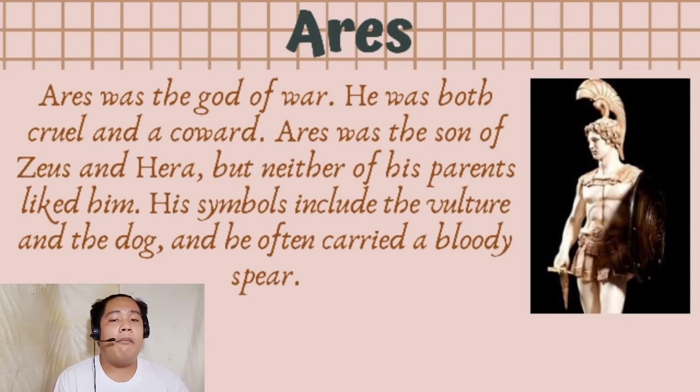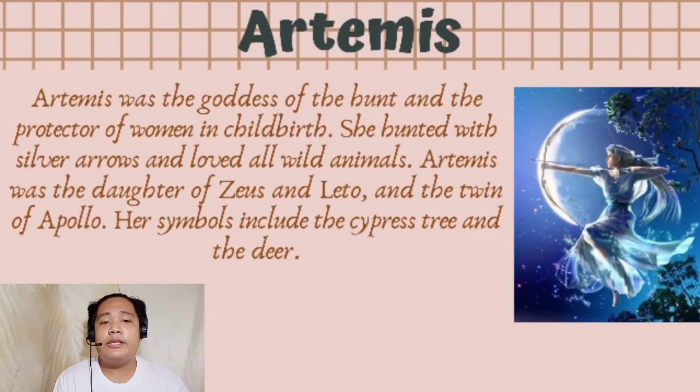Now let's have number 8, Artemis. So Artemis was the goddess of the hunt and the protector of women in childbirth. Her Roman name is Diana. She hunted with silver arrows and loved all wild animals. Artemis was the daughter of Zeus and Leto and the twin of Apollo. Her symbols include the cypress tree and the deer.